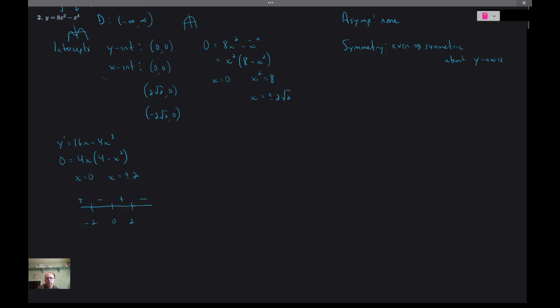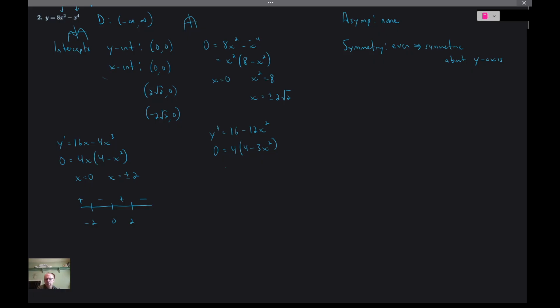But we know for sure it's one of these two going in, and it turns out that it's going to be this one. So what else do we need? We need the second derivative. That is going to be 16 minus 12x squared. Let's set that equal to 0. We can factor out a 4, and we get 4 minus 3x squared.